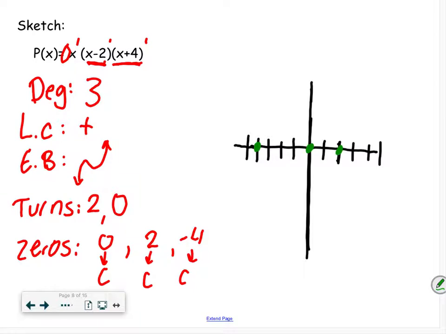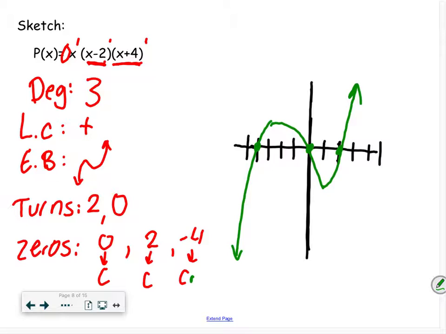On my left-hand side, does my tail start down or up? Down. So I start down. At negative 4, do I cross, bounce, or sway? I cross. So I totally cross there. At 0, I cross. So I have to cross back. And at 2, I cross again.